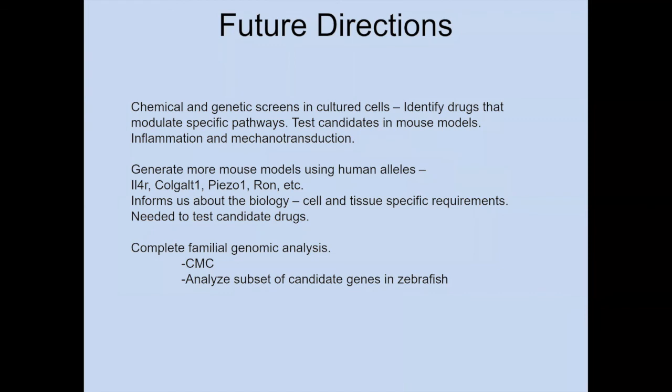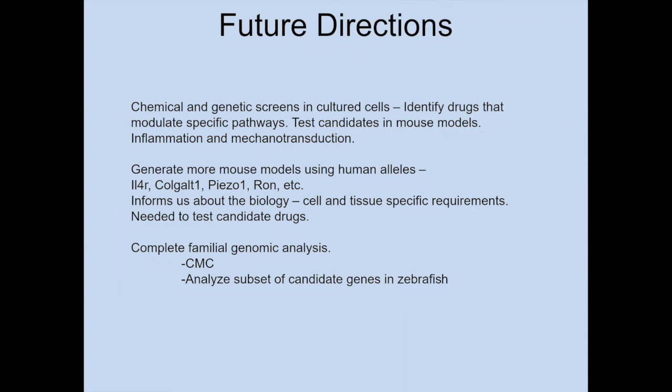Kind of what we're doing next, we're going to do some chemical and genetic screens to identify drugs that modulate specific pathways. And then we can test these drugs in mouse models. And right now we're focusing primarily on inflammation and mechanotransduction. I've only told you about the RIPK2 mice, but we have many other mice at several stages of development, some very close to completion and others kind of more in the generation stage. And again, this informs us about the biology, the cell and tissue specific requirements. And we need these mice so we can test candidate drugs.